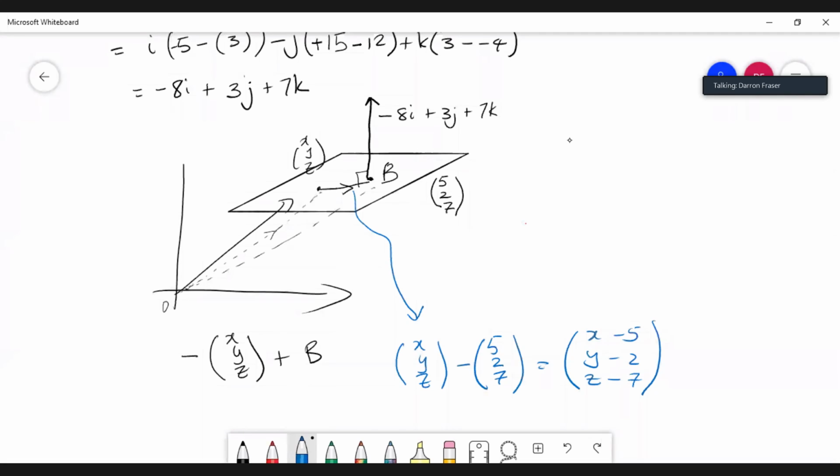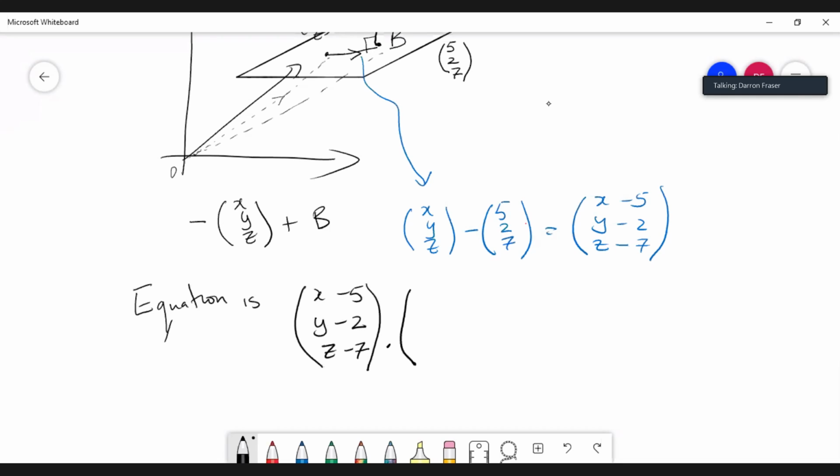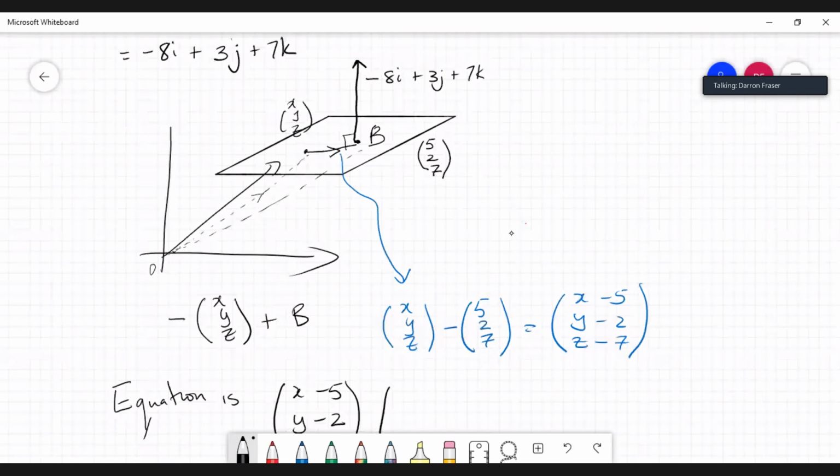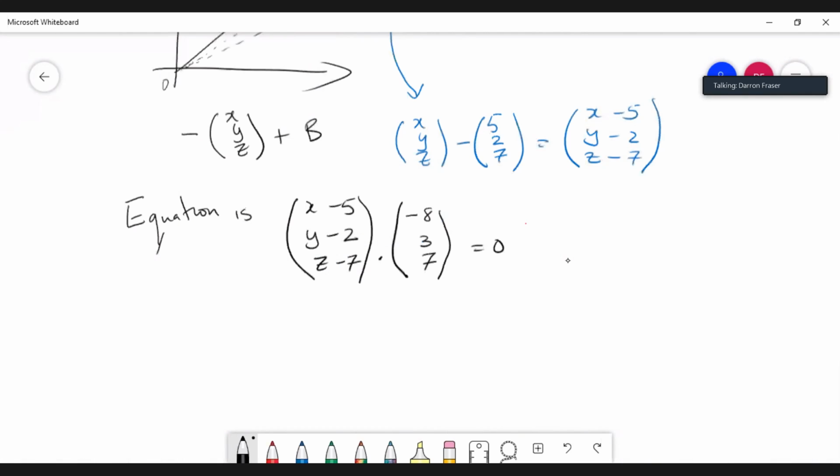So our final step in the equation is to say that the equation is X minus 5, Y minus 2, Z minus 7, dot the perpendicular now. So we're writing it as a vector. Minus 8, 3, 7 is equal to 0. And so we can work that out to make it look more palatable. Or we can leave it like that. But let's make it look more palatable.